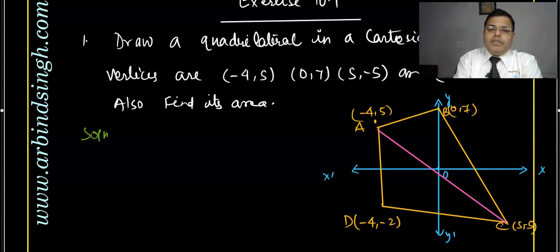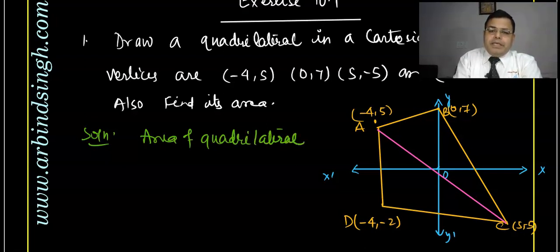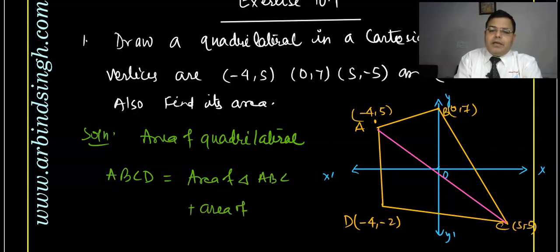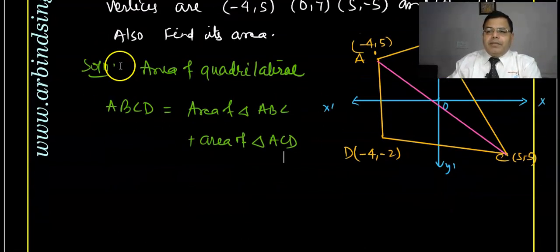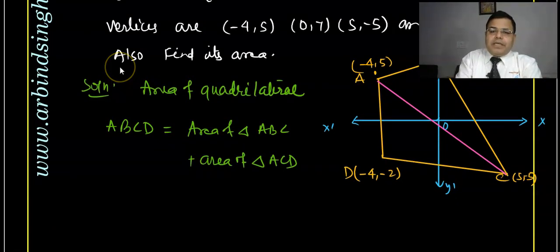Now the solution: the area of quadrilateral ABCD is nothing else but the area of triangle ABC plus the area of triangle ACD. You know the area of a triangle is given by the formula.